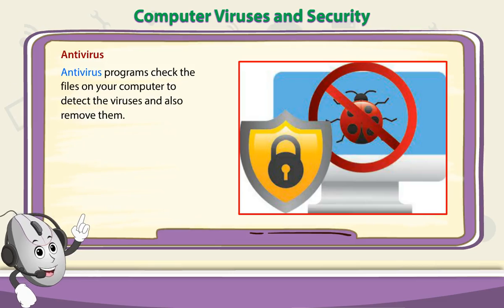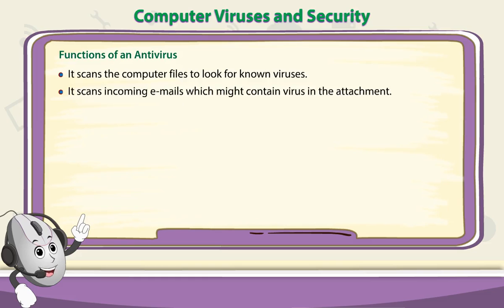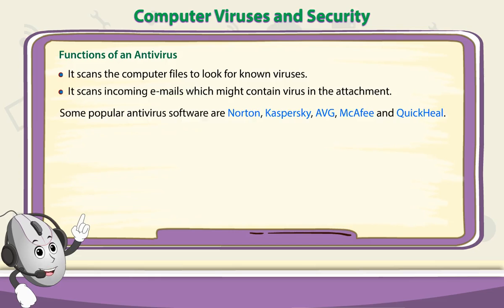Antivirus. Antivirus programs check the files on your computer to detect the viruses and also remove them. Functions of an antivirus. It scans the computer files to look for known viruses. It scans incoming emails which might contain virus in the attachment. Some popular antivirus software are Norton, Kaspersky, AVG, McAfee, and QuickHeal.